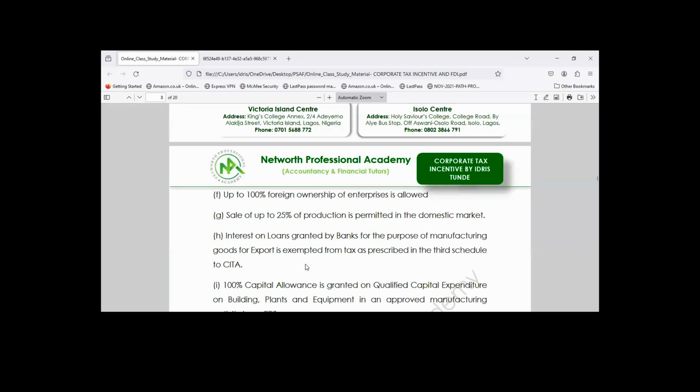Another incentive that we need to talk about for this export processing zone is that interest on loans granted by banks for manufacturing goods for export shall be exempted from tax. When we were doing taxation of specialized business under taxation of banks, we mentioned these two. If a bank gives an export company a loan, such a loan shall be provided on the pass on condition.